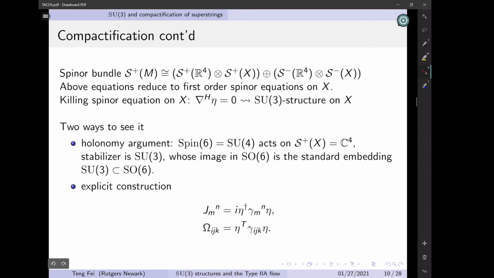By this compactification assumption, M is actually the product of R^{1,3} with X. So there's a corresponding decomposition of the spinor bundle. This spinor bundle S plus can be decomposed as the tensor product of the plus spinor bundle of R^{1,3} and X, direct sum with the tensor product of the minus spinor bundle of R^{1,3} and X.